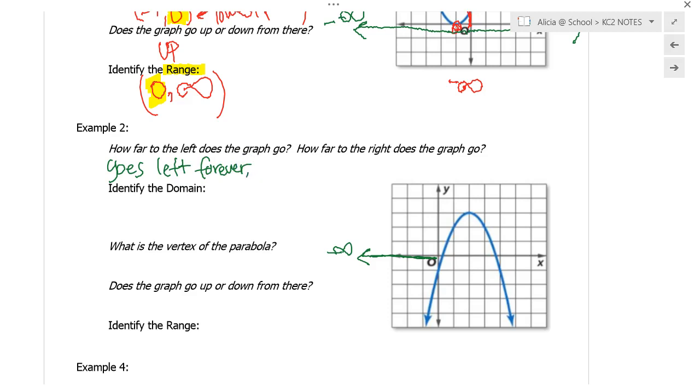And how far right? Well, also I see my parabola going downward, which means my x-axis is going to keep going on forever in this direction as well. So that is going left and right forever. And right.